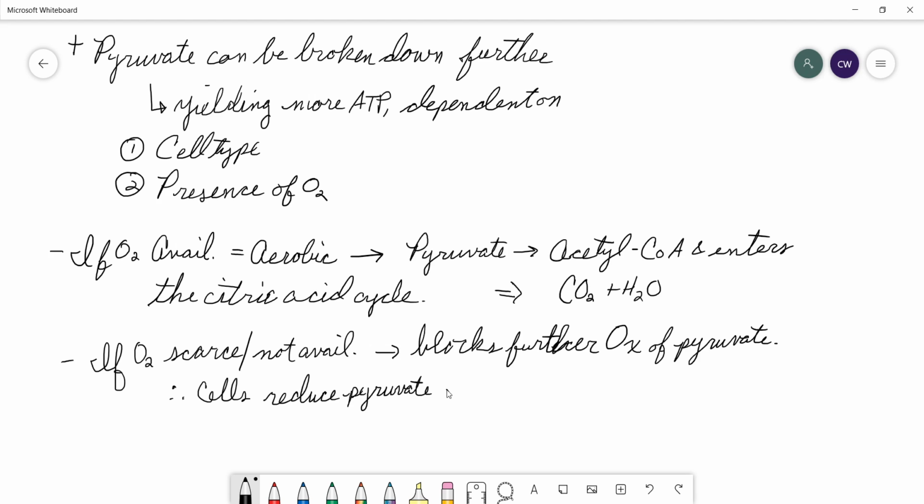All right. And they use that to regenerate the NAD plus to enhance metabolism, right? Because NAD plus is a key reactant in one of our previous reactions, right? We call this process fermentation.